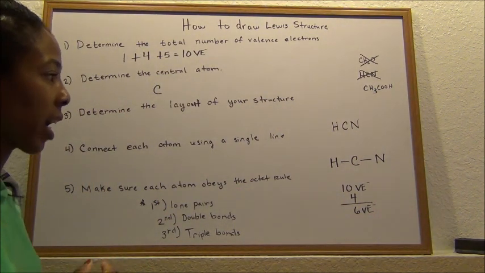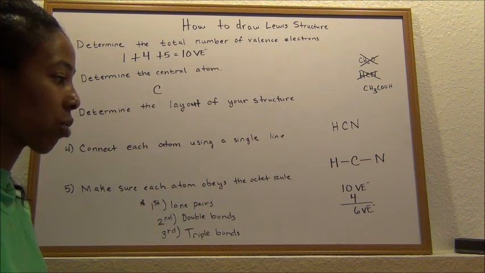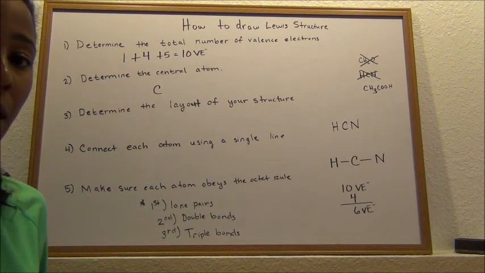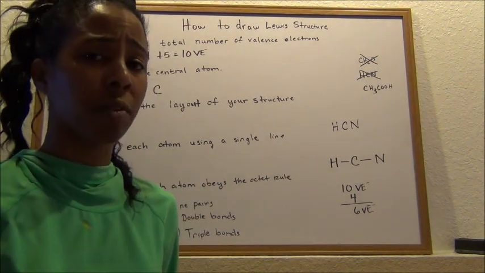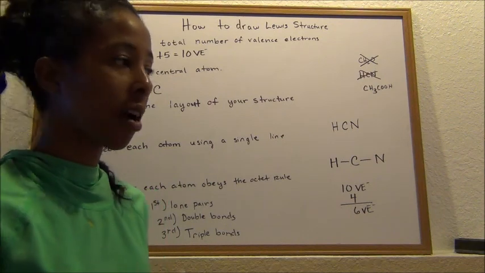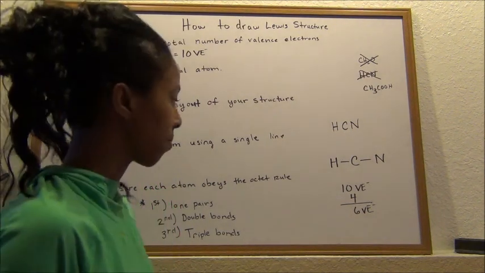Now, knowing the layout of our structure and knowing that we've used already 4 electrons, what you should do is try to pause the video and figure out the Lewis structure of the molecule, and then come back, unpause the video, and see if you have the correct structure.